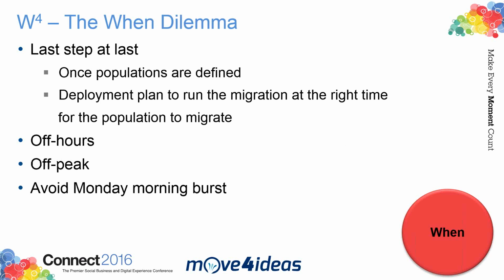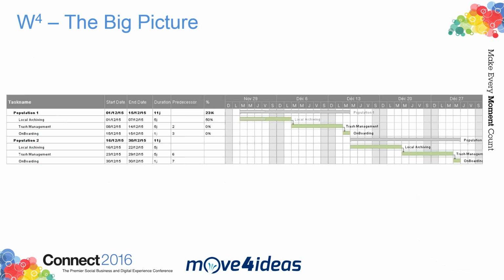So the last step for the W4 is the when dilemma. It's the last step of your migration. Once populations are defined, you will decide when you will do the job. So you will define your deployment plan to run the migration at the right time for the population to migrate. You will try to use off hours, off peak, and mainly you will try to avoid the Monday morning burst, right? Because on Monday morning, everyone will get on work. So it will be a big problem, probably.